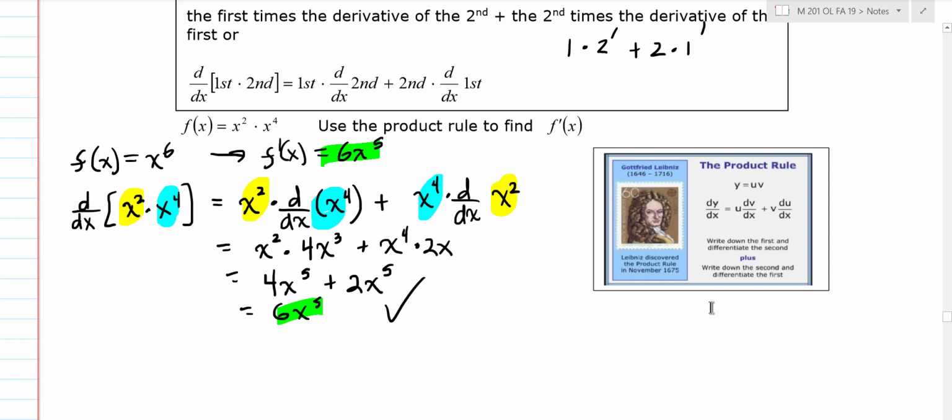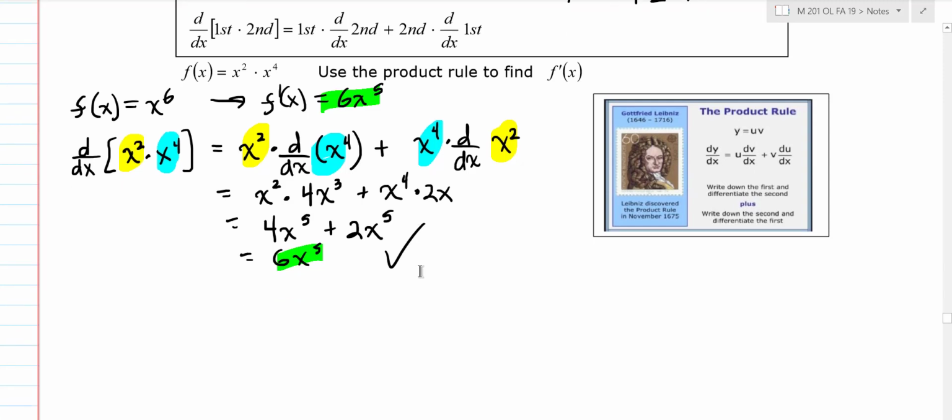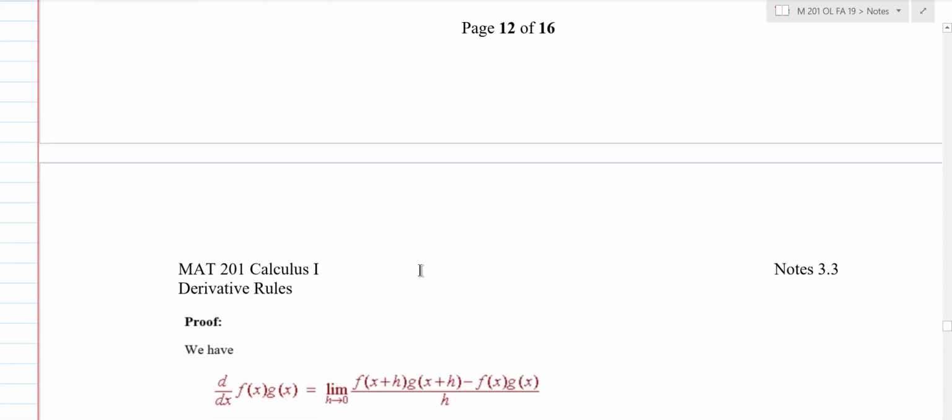But this is Gottfried Leibniz, one of the co-developers of early calculus, along with Isaac Newton, who developed this ingenious notational system for the derivative. Okay? And he's credited for the product rule. All right, so let's go to the next page.